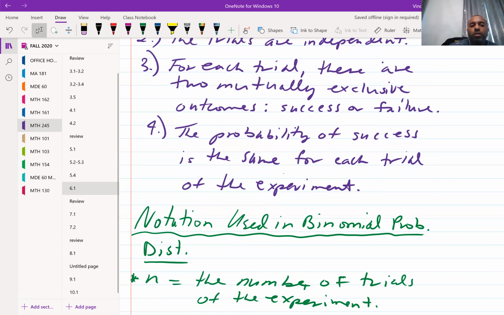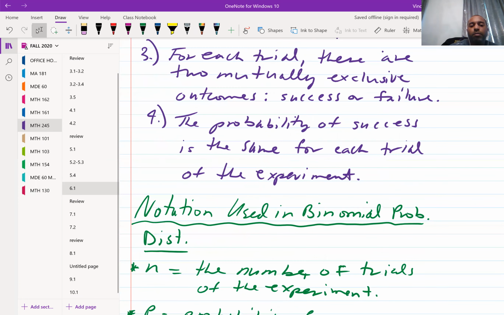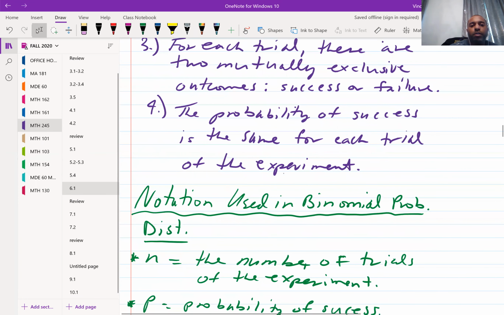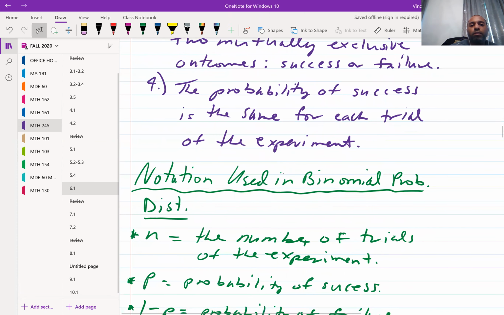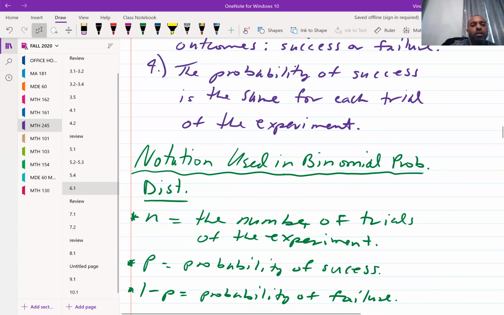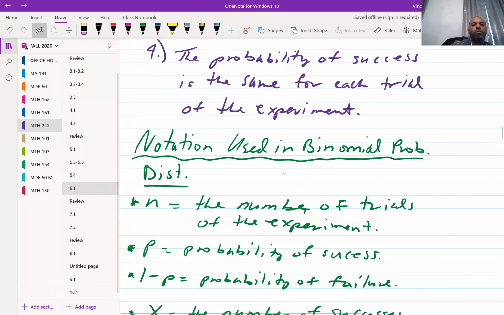All right, so the notation used in the binomial probability distribution. Lowercase n is the number of trials of the experiment. Lowercase p is the probability of success. 1 minus p is the probability of failure.